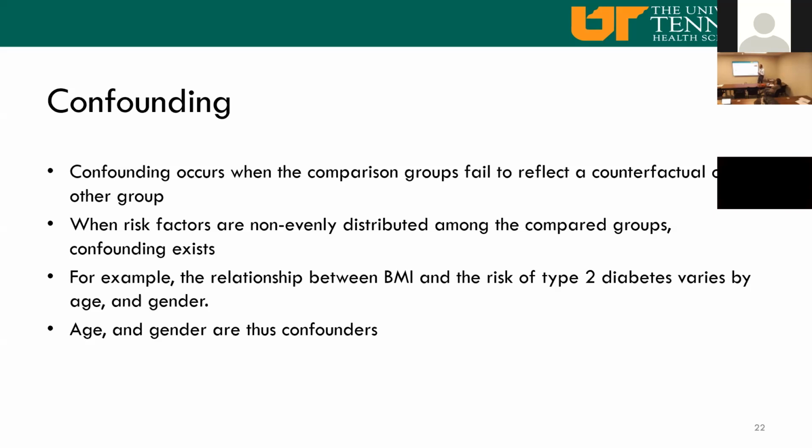We'll see some examples. Confounding occurs when the comparison group fails to reflect the counterfactual of the other group. When these factors are not evenly distributed among the compared groups, confounding exists. For example, the relationship between body mass index and the risk of type 2 diabetes varies by age, by gender, and might vary by other factors as well. So age and gender in this case are confounders.